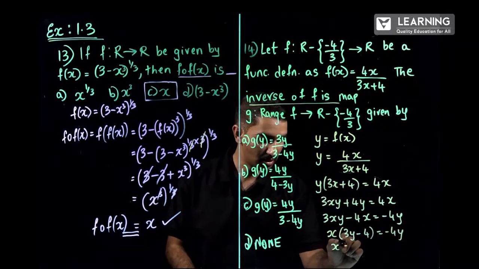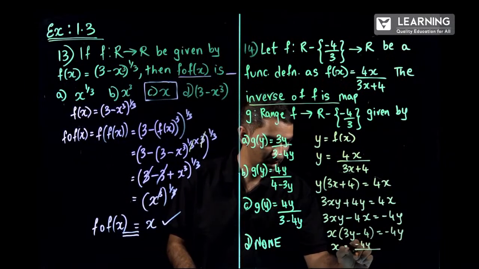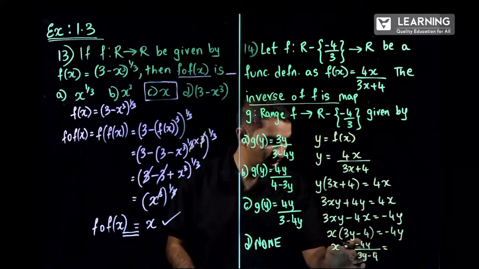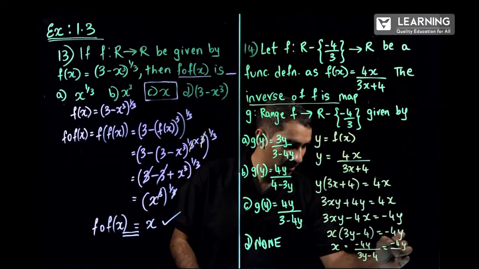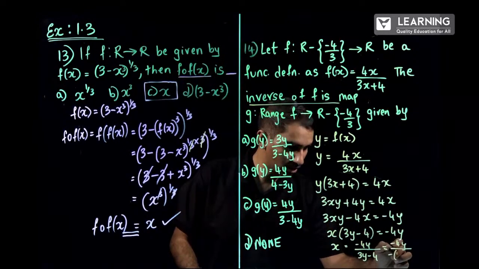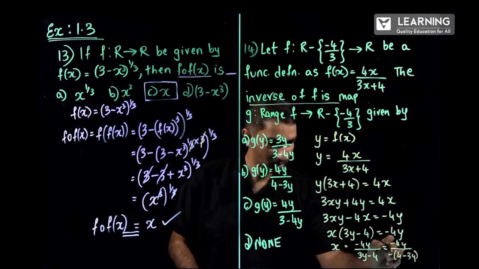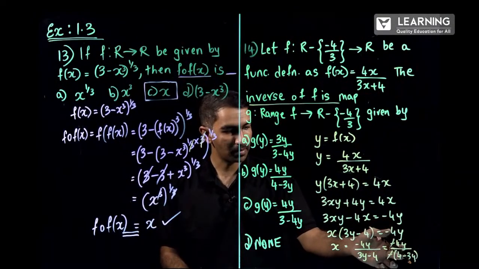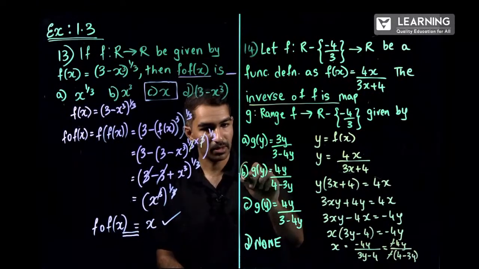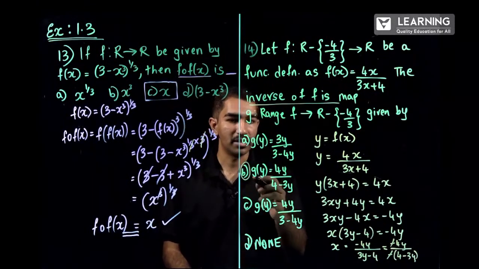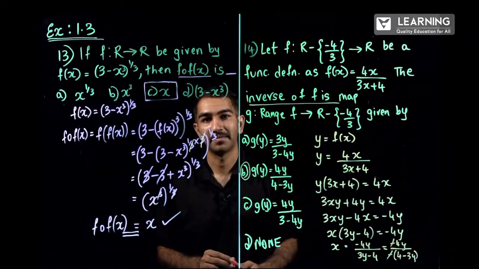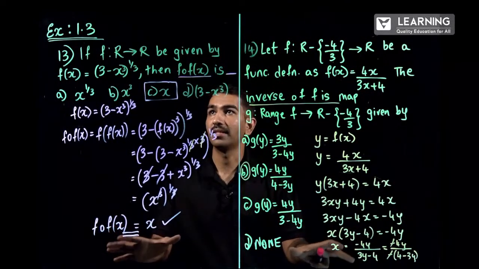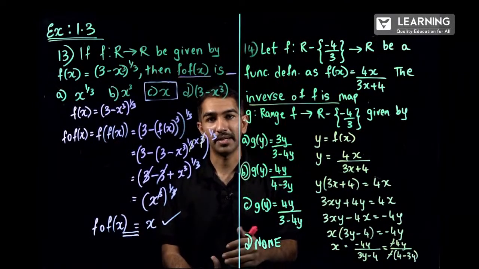So what is x equal to, students? X will be equal to minus 4y by 3y minus 4. So now take out the minus sign common in the denominator. It will become minus 4y by minus of 4 minus 3y. So minus and minus will get cancelled. So what is remaining now, students, here? 4y by 4 minus 3y. So that is nothing but option B. Okay. So that is nothing but what, students? Inverse of f. Understood? So this is the end of the questions. And also this is the end of exercise 1.3. We'll be starting with exercise 1.4.